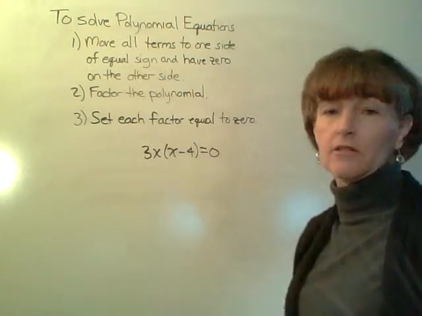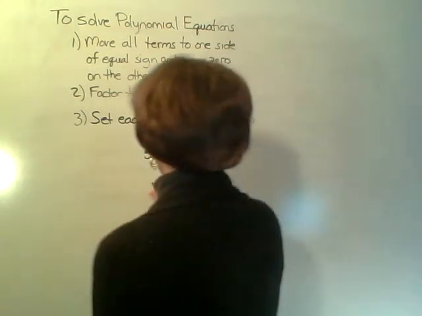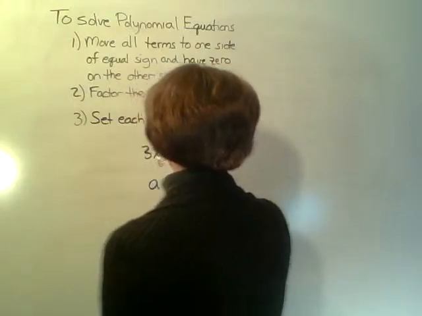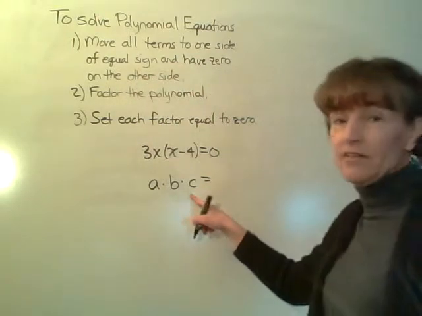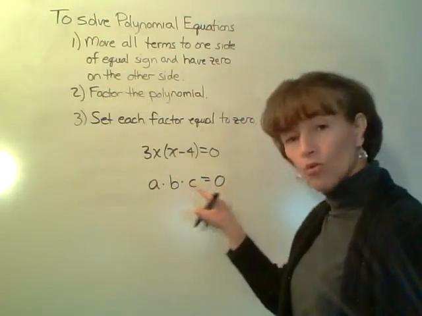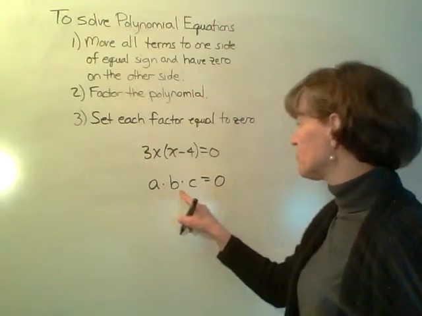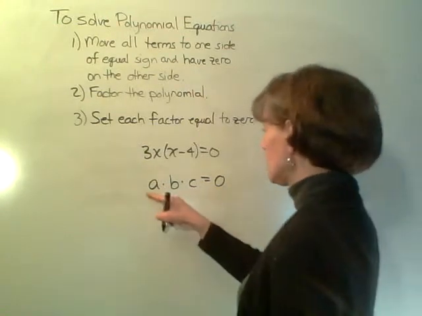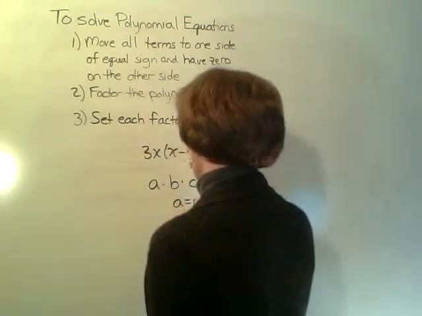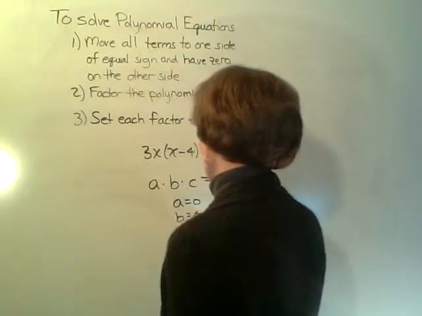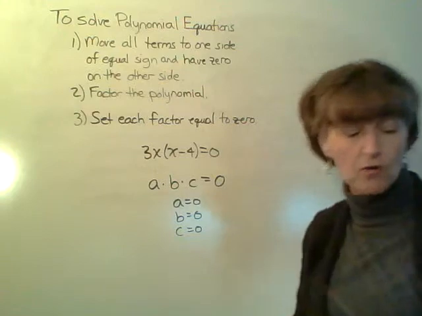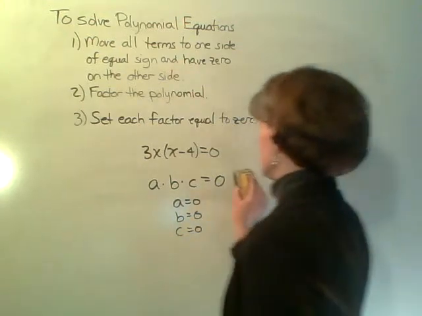Why do we do that? Well, the multiplicative property of 0 says that if you have a times b times c times anything, if you have a product that's equal to 0, then in order for that to be true, one of your factors has to be 0. In other words, in order to get 0 for an answer when I multiply, either a has to be 0, or b has to be 0, or c has to be 0. So we're using the multiplicative property of 0 to solve our polynomial equations.